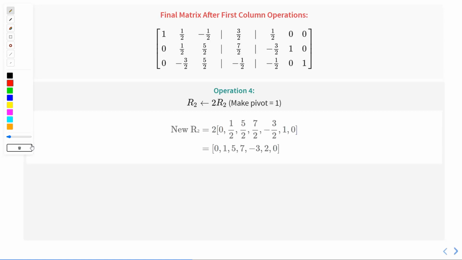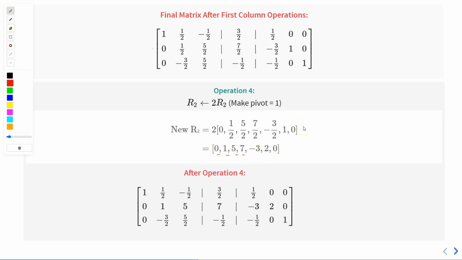So new R2 will be 2 into this R2. I'll get new R2 is 0 1 5 7 minus 3 2 0. Now if I plug in this new R2, after operation 4 my matrix becomes like that: 0, 1, 5, 7, minus 3, 2, 0. Now next I want to make this element 0 and this element 0. For that I have to go to operations 5 and 6.